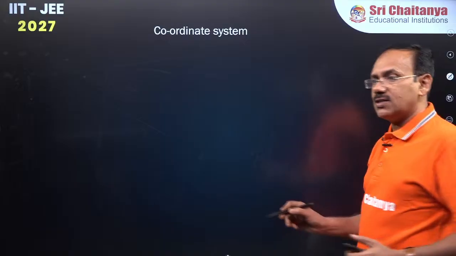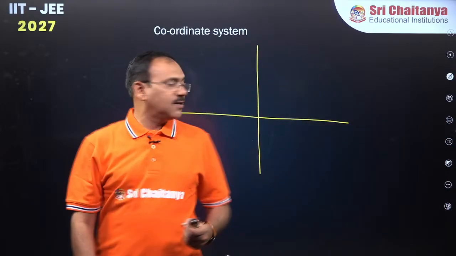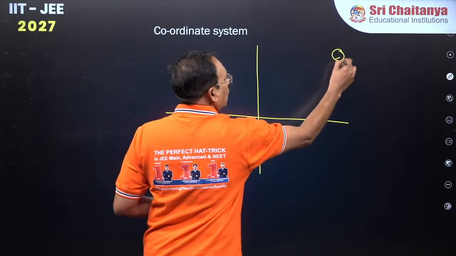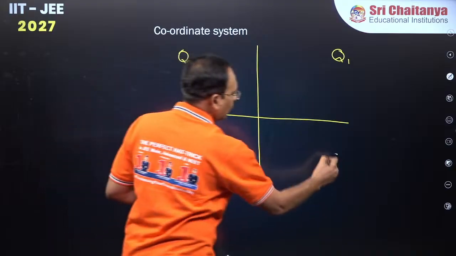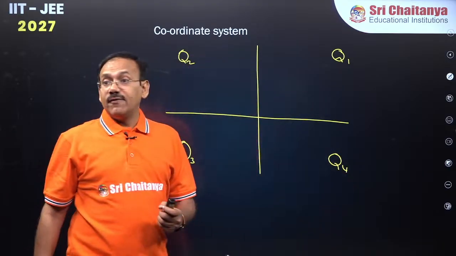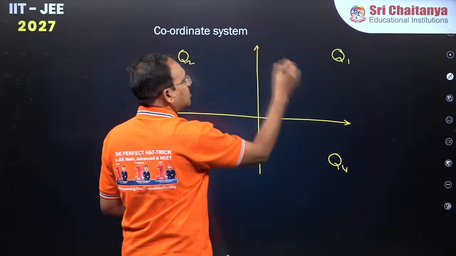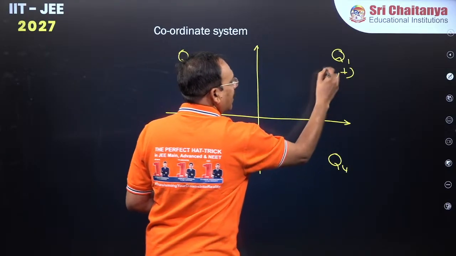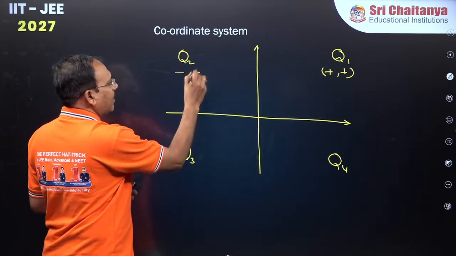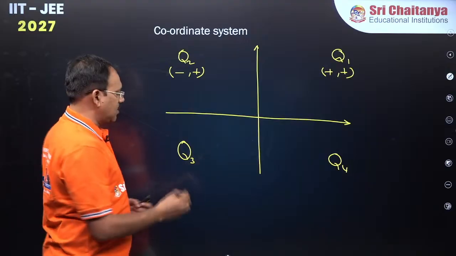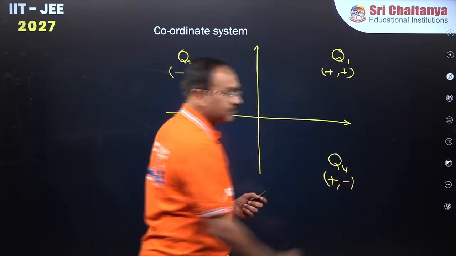The next, dear students, when you take the two coordinate axes, we call this the first quadrant, this is the second quadrant, this is the third quadrant, this is the fourth quadrant. You observe that in the first quadrant, since it is the positive x-axis and positive y-axis, all the points will be (plus, plus). In the second quadrant, x is negative, y positive, so the points will be (negative, positive). Third quadrant, (negative, negative). Fourth quadrant, (positive, negative).